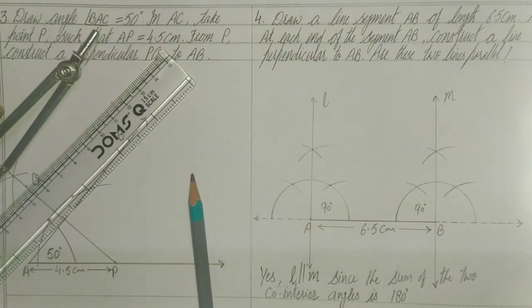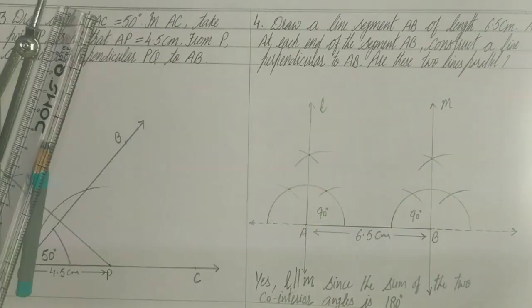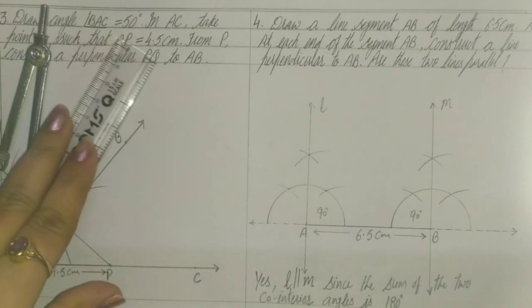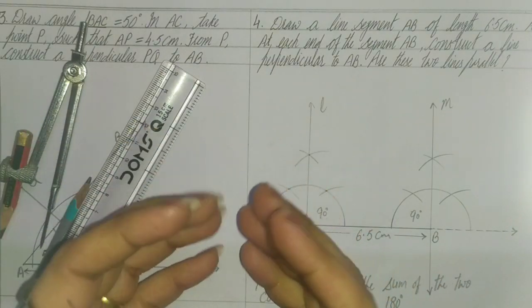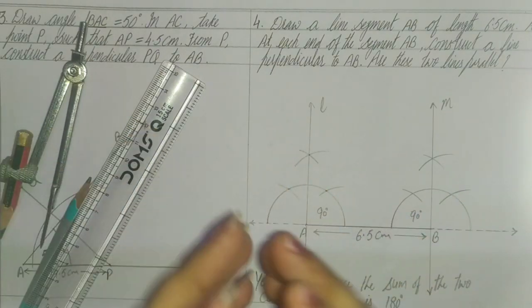So that's all in this session. In the next session, you will learn how to draw the perpendicular bisectors, or how to divide a given segment in two or more than two parts.